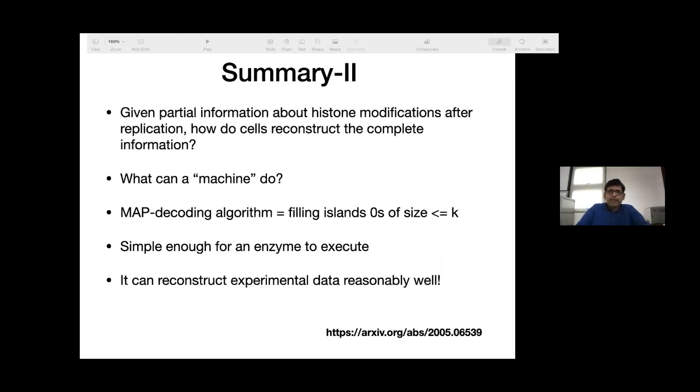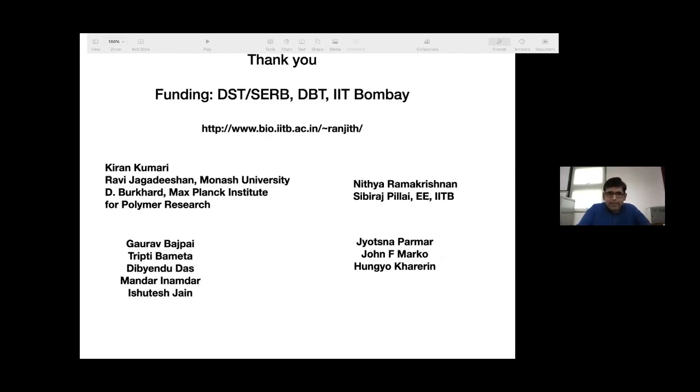To summarize, given partial information about histone modifications after replication, how do cells reconstruct the complete information? What can a machine do is something we asked. We show that the MAP decoding algorithm is equivalent to filling islands up to a particular size. This is simple enough that it is plausible for enzymes to execute, and it can reconstruct the experimental data reasonably well. So that's the summary of the second part.